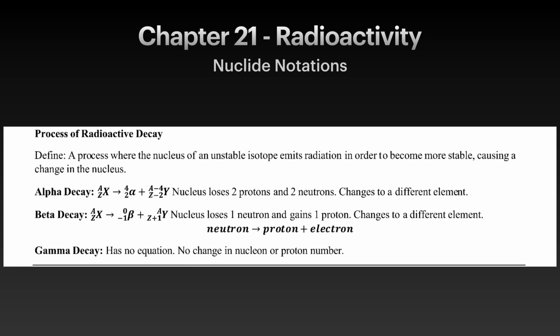This is because a neutron can be thought of as a combination of a proton and an electron. So when these two divide, the electron gets emitted as the beta particle and the proton stays in the nucleus. Lastly is gamma decay. This is just a packet of energy being emitted. Since there is no change in the neutron or proton number, it has no equation.